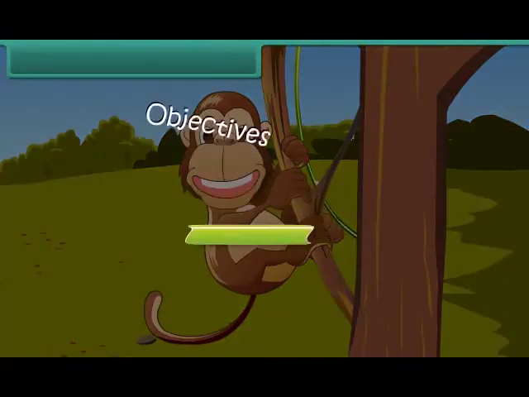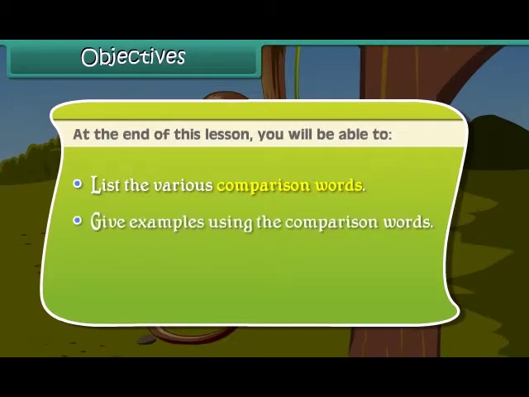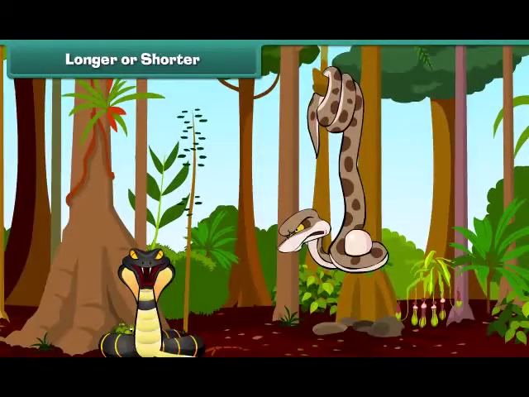Objectives. At the end of this lesson, you will be able to list the various comparison words and give examples using the comparison words. When the two objects are not of the same size, we compare them.